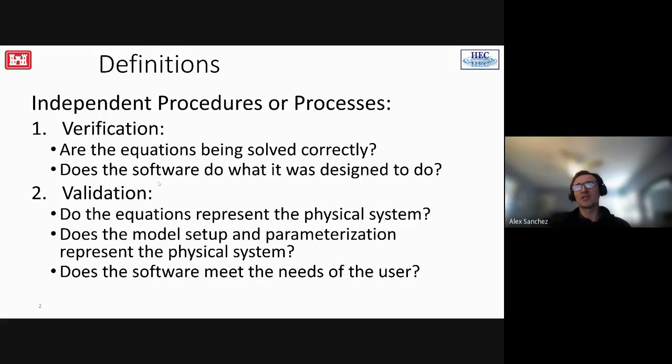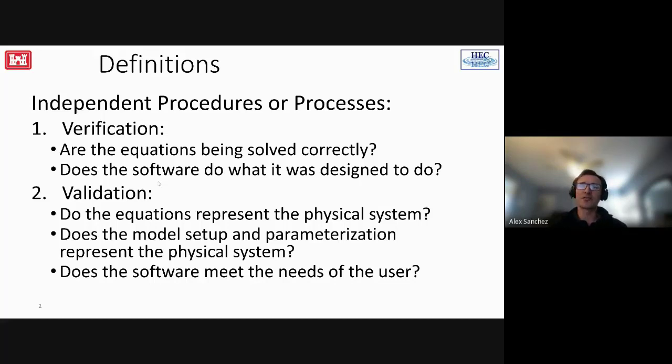Validation for this talk is, do the equations represent a physical system? So if you program the shallow water equations, validation is checking that the shallow water equations are appropriate for the problem that you're studying. But for the purposes of districts and applications, validation is more, you do your calibration, and validation is, does the model setup and the parameterization that you did for the calibration represent the physical system for other data sets, right?